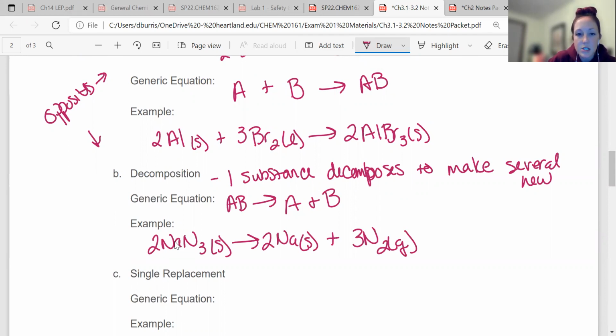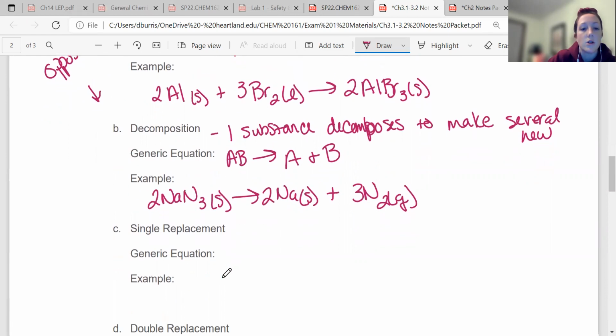Notice I'm not paying attention to the coefficients. They don't actually affect what type of reaction it is. You want to look at the compounds and the elements that are made or used.